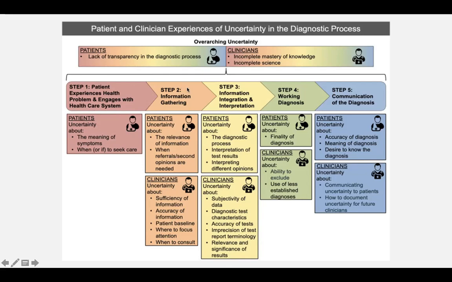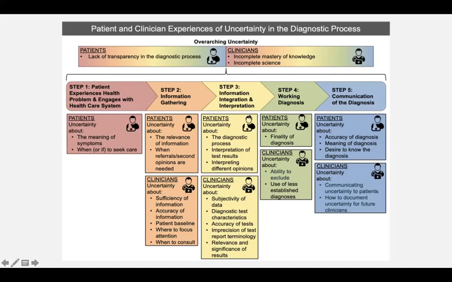Then the patient comes to the healthcare system, and there is information gathering, and some irrelevant information and some opinions are not understood by the patient, and the patient has some other opinions than the doctor. So these are the uncertainties during the information gathering part. And some uncertainties are due to the clinician. Sufficiency of information is not there, accuracy of information, the patient lies, patient baseline information is not there, and he's not asking about occupation and this.